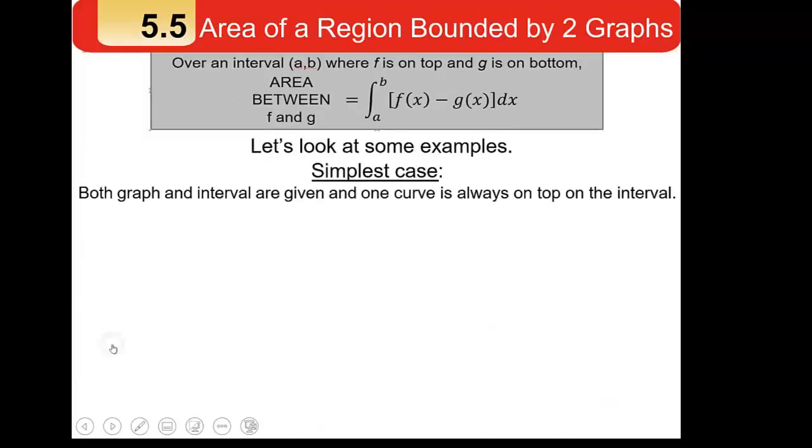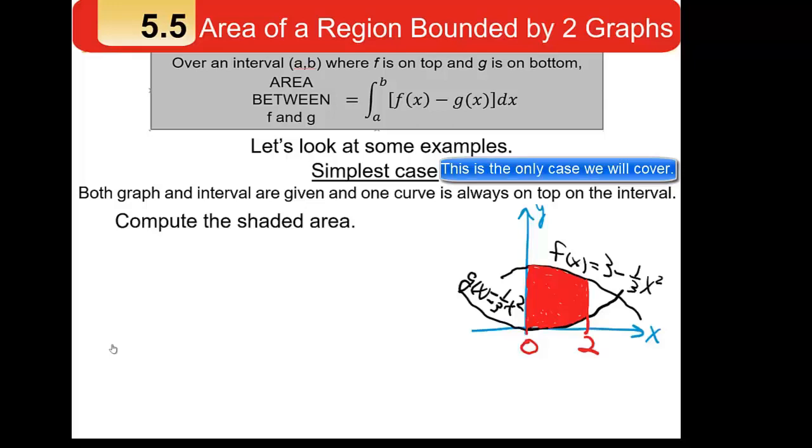About the simplest case I can come up with is when both the graph and the interval are given to you and there's one curve always on top over the interval you're interested in. And this is probably a perfect example of that. I'm using f of x equals 3 minus 1/3 x squared, which is a parabola opening downward, passes through the point 0, 3, and g of x equals 1/3 x squared, that passes through 0, 0, and it's a parabola opening up, and the interval of interest is the area between 0 and 2 that you see shaded there. This satisfies the condition for finding the area between f and g, which says just take the difference between the two functions and integrate that from A to B. So in this case, again, top curve minus bottom curve, and we're interested from 0 to 2.